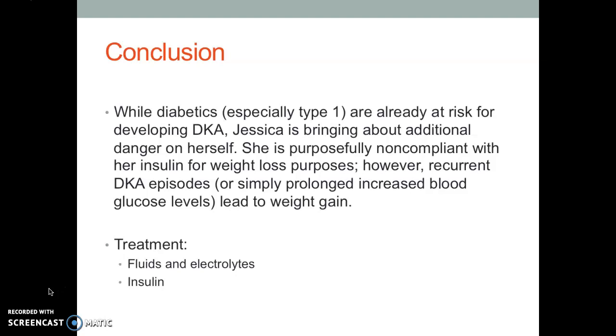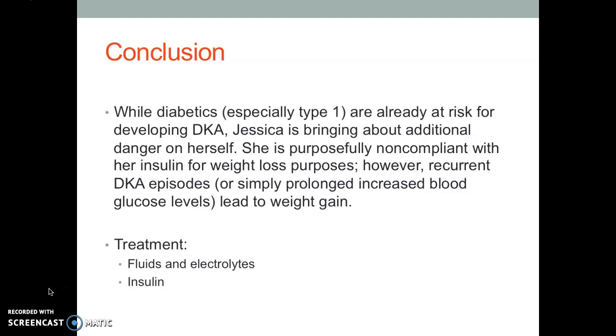So in conclusion, diabetics are already going to be at risk for developing DKA, especially type 1 diabetics, but Jessica's really bringing this additional danger upon herself. She's purposefully non-compliant with her insulin because she's trying to lose weight, but this is actually going to do the opposite for her. These recurrent DKA episodes, or even just having increased blood glucose levels for so long, will lead to weight gain.